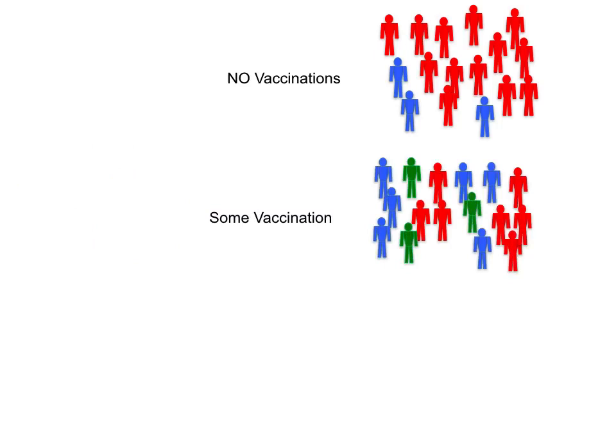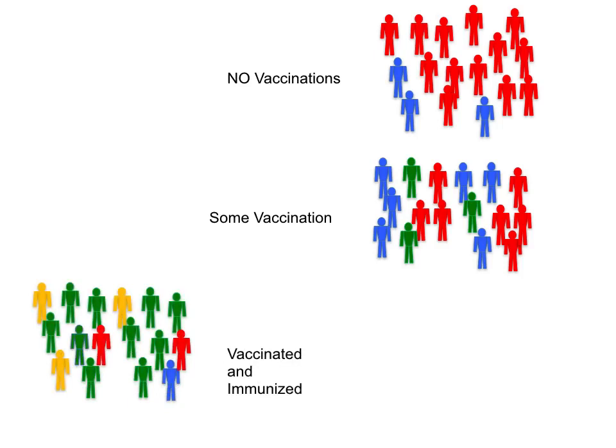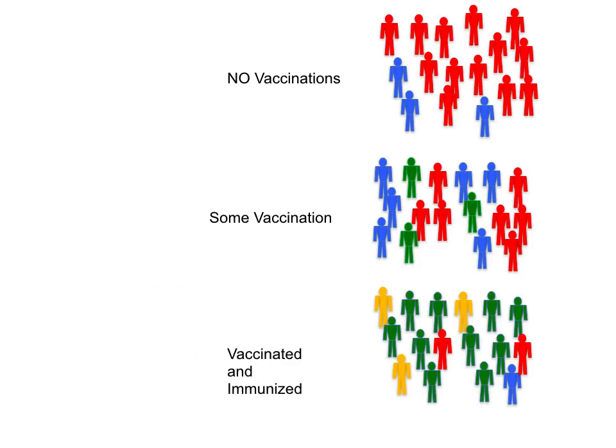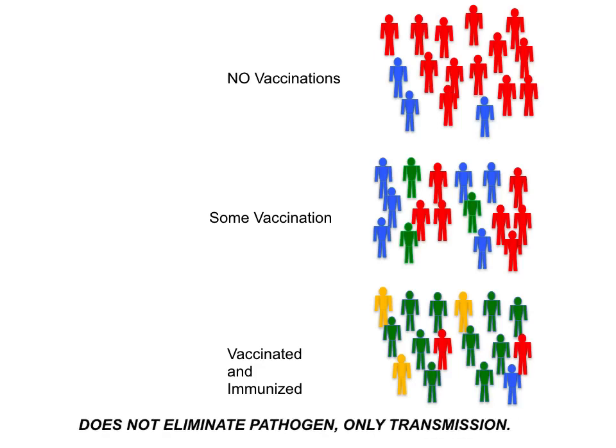With some vaccinations, notice what happens to the rate of transmission. Now what happens if we have a highly vaccinated population? Notice there is no transmission within the population, but we did not eliminate the pathogen. There are still 2 people who have the pathogen. All we've done is eliminate the means by which that pathogen can be transmitted.